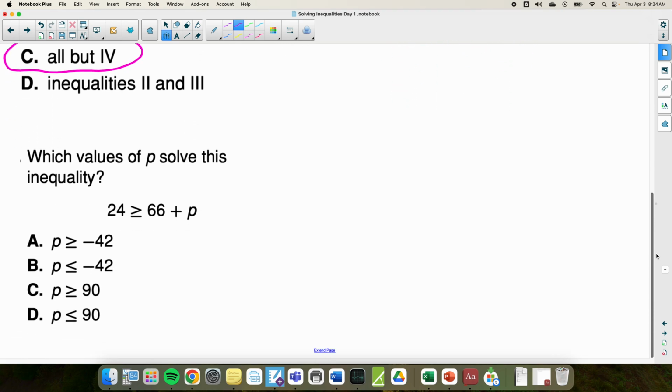All right, so let's look at this one. Here we're going to solve this. So we have 24 is greater than or equal to 66 plus p. Now we want to get p by itself. So I'm going to subtract 66.